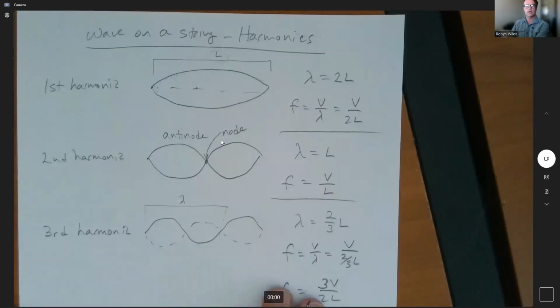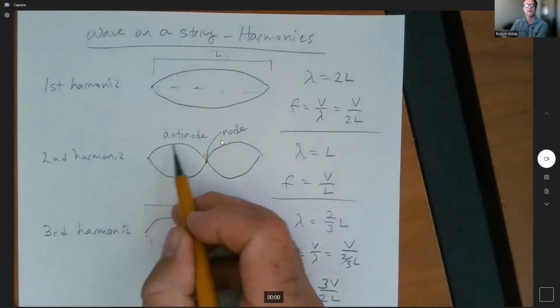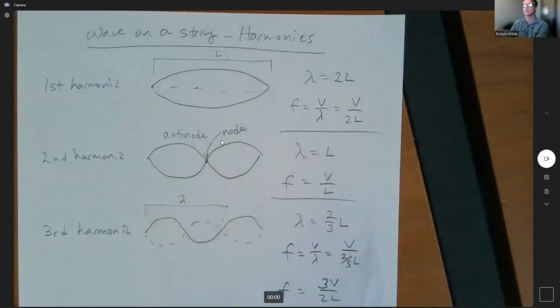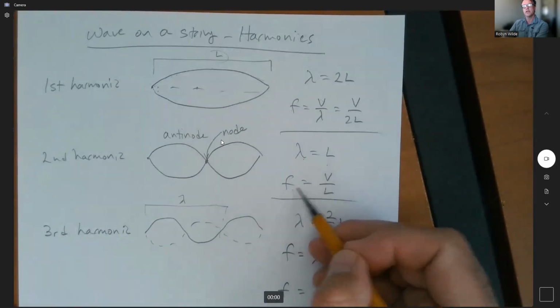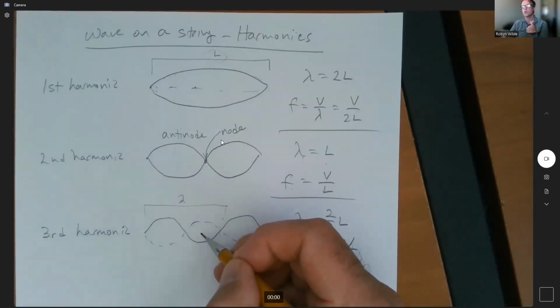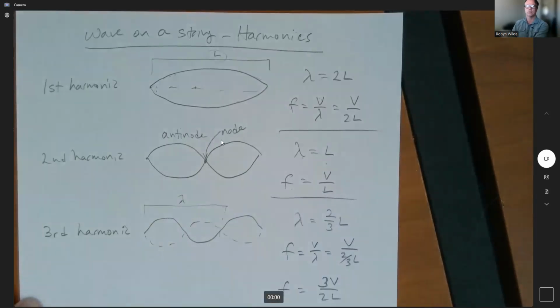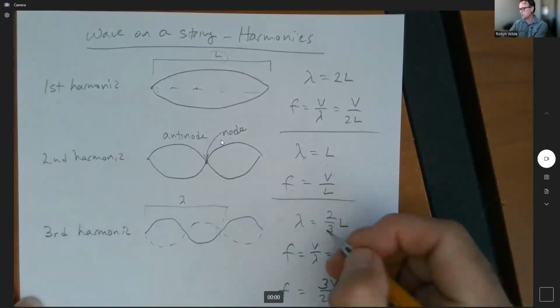When I go to the second harmonic, what changes is the wavelength. The wavelength becomes shorter. It's now equal to the length of the string itself. And so my lambda is L. My frequency then is v over L. So I'm going to have a higher frequency and a shorter wavelength for this second harmonic. And that's the general pattern. As I go to the third harmonic, I'm also going to get an even shorter wavelength and a higher frequency. So we'll just end here at the third harmonic, but you could go to the fourth, fifth, and so on.